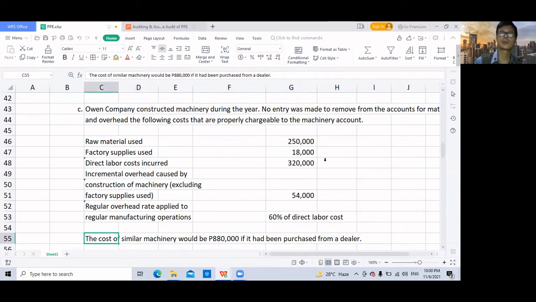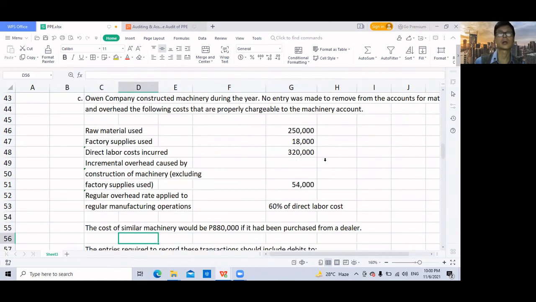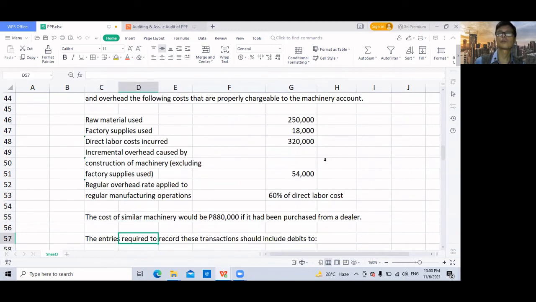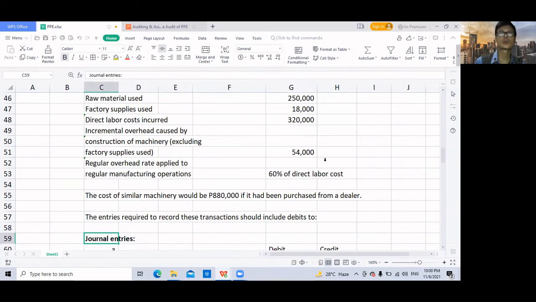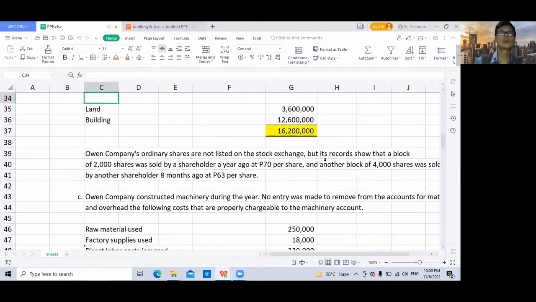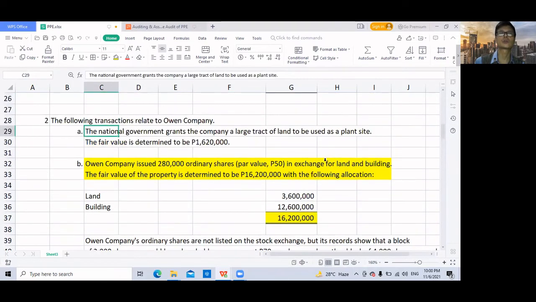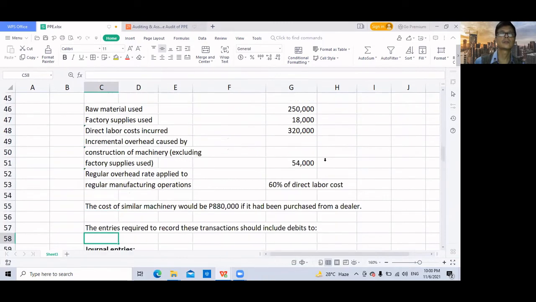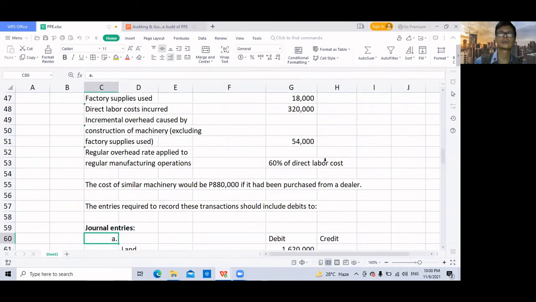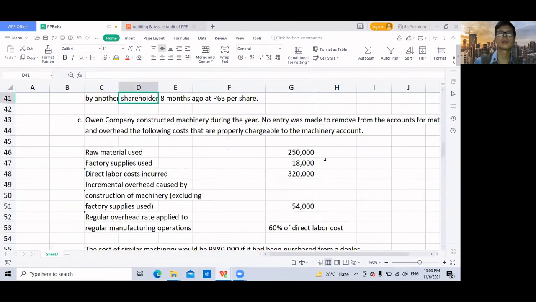And so the cost of the similar machinery would be 880,000 if it had been purchased from a dealer. So the entries required to record this transaction should include debits to. Okay. So gagawa natin ng entry. So yung letter A muna, dito tayo, no? Focus muna tayo dito sa letter A, no? Okay. So sabi diyan, no? Okay. So debit land for 1,620,000.